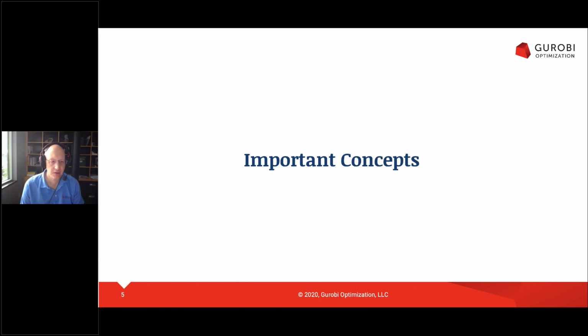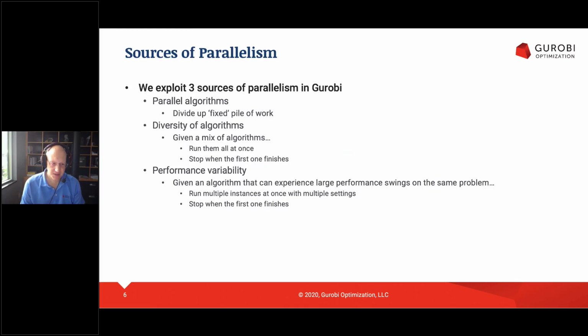So before I dive into the algorithms, I just want to talk about a few important concepts when it comes to parallel computing. The first is sources of parallelism. So basically, where do we find opportunities to exploit parallelism? And in the code, we actually exploit three different sources. The first is the traditional parallel computing approach, which is you have a fixed pile of work. You have a certain set of computations that you need to do. And you have a set of cores, a set of machines, and you just divide the work up among the machines and things run faster.